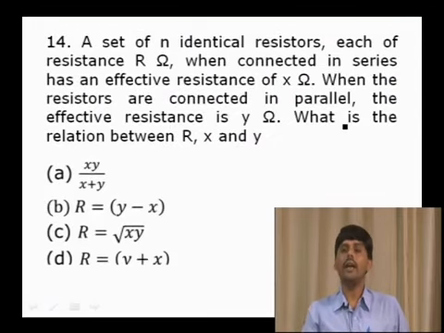A set of n identical resistors, each of resistance R ohm, when connected in series, has an effective resistance equal to X.